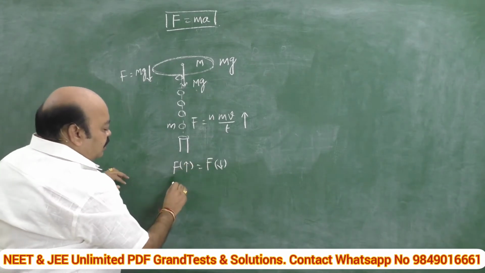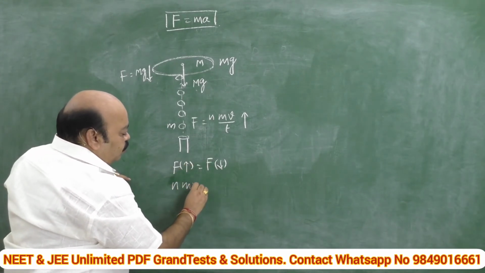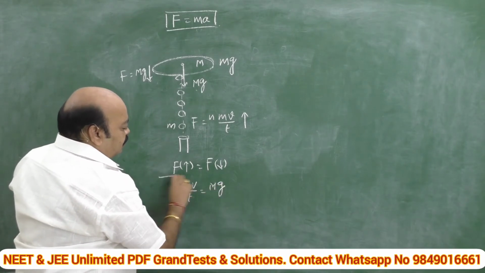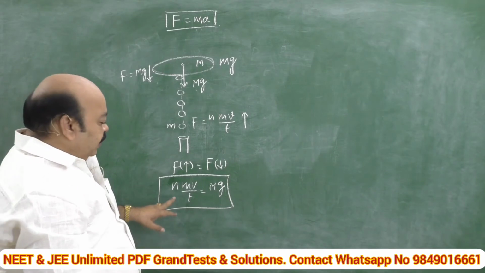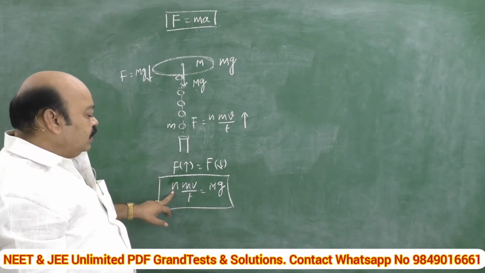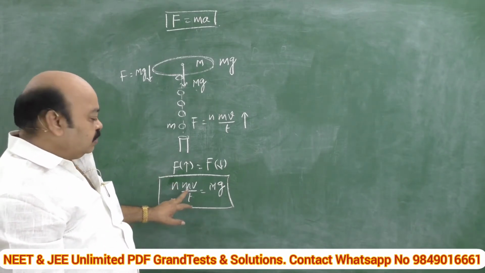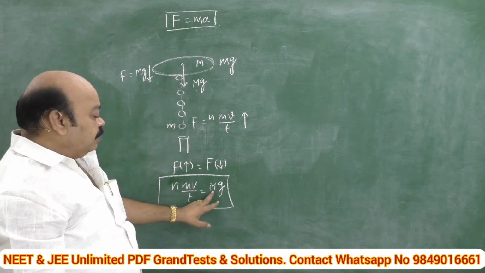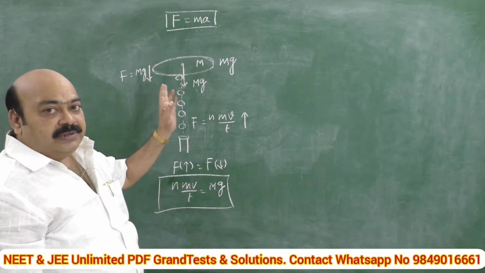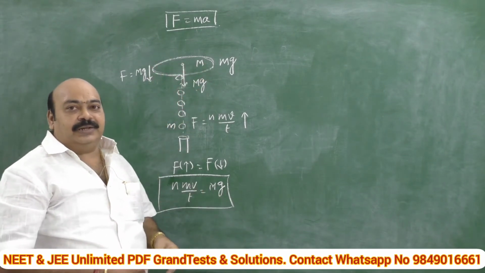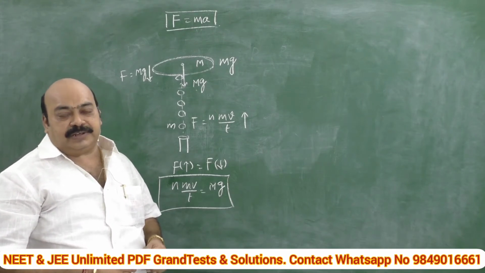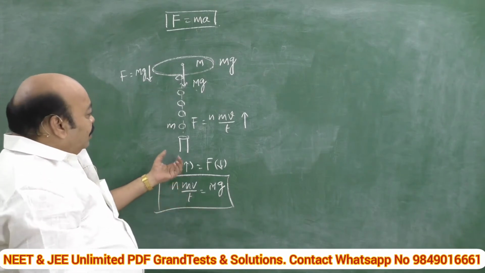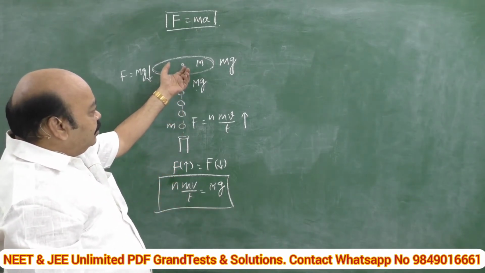What is the upward force? It is nothing but n into mv divided by t is equal to capital M into g. This is a formula, where n is the number of spheres thrown vertically upward in the given time t, m is the mass of each sphere, v is the velocity with which it strikes the plate, and capital M is the mass of this disc which is balanced in mid-air, and g is acceleration due to gravity, nothing but 9.8 meter per second square. Right? This is the case when the ball hits the plate and drops dead.